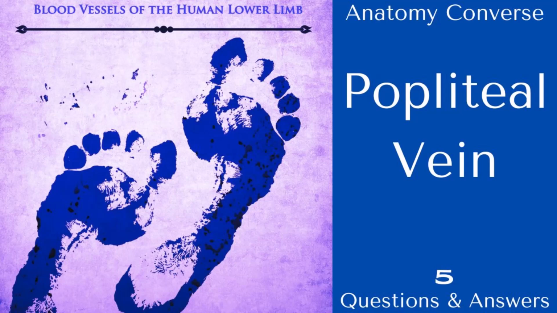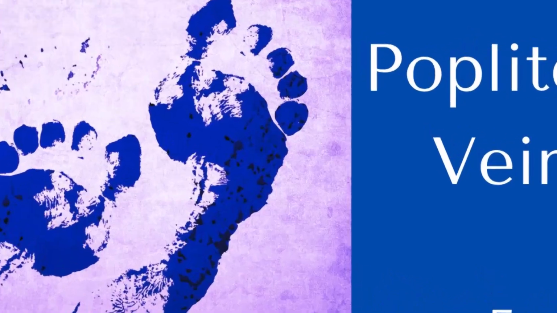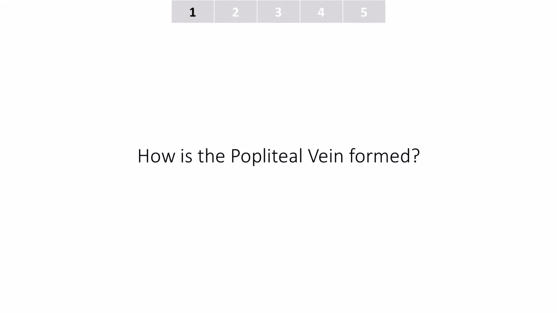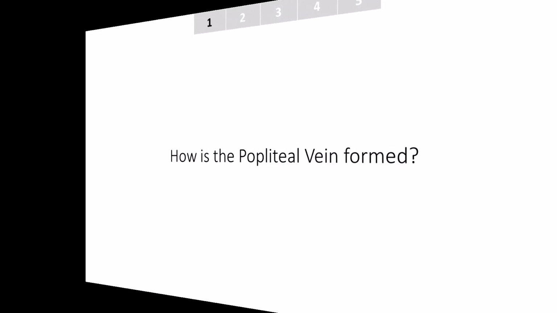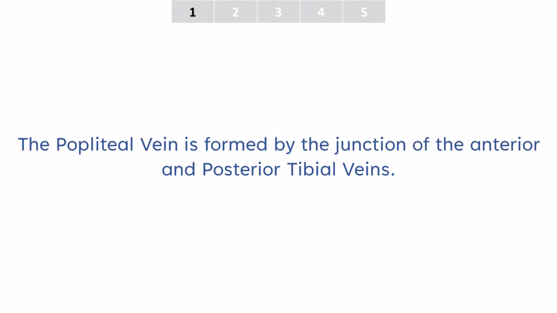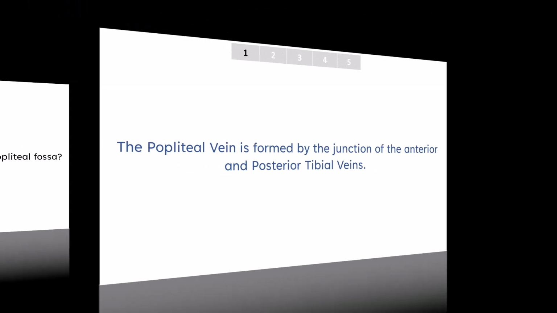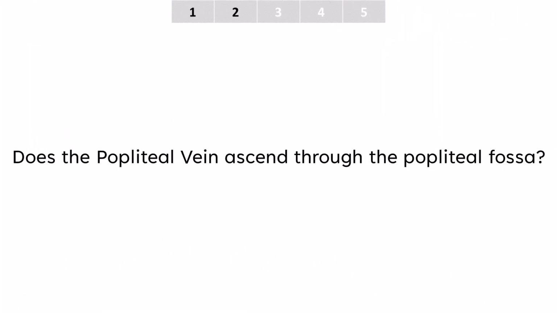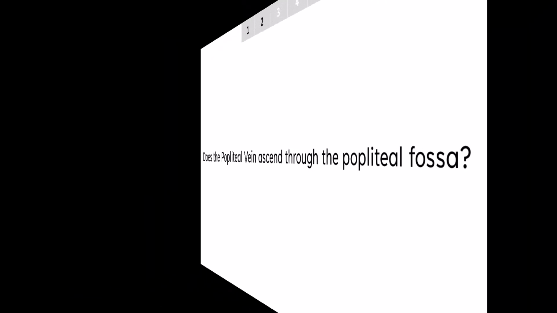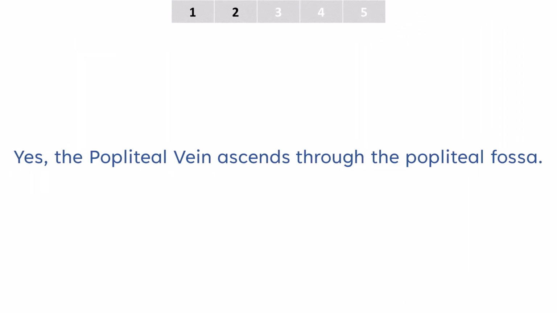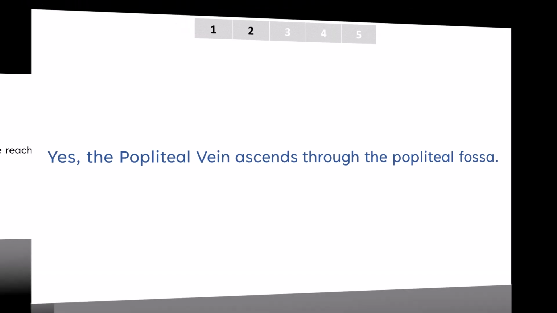Popliteal vein anatomy. 5 questions and answers. How is the popliteal vein formed? The popliteal vein is formed by the junction of the anterior and posterior tibial veins. Does the popliteal vein ascend through the popliteal fossa? Yes, the popliteal vein ascends through the popliteal fossa.